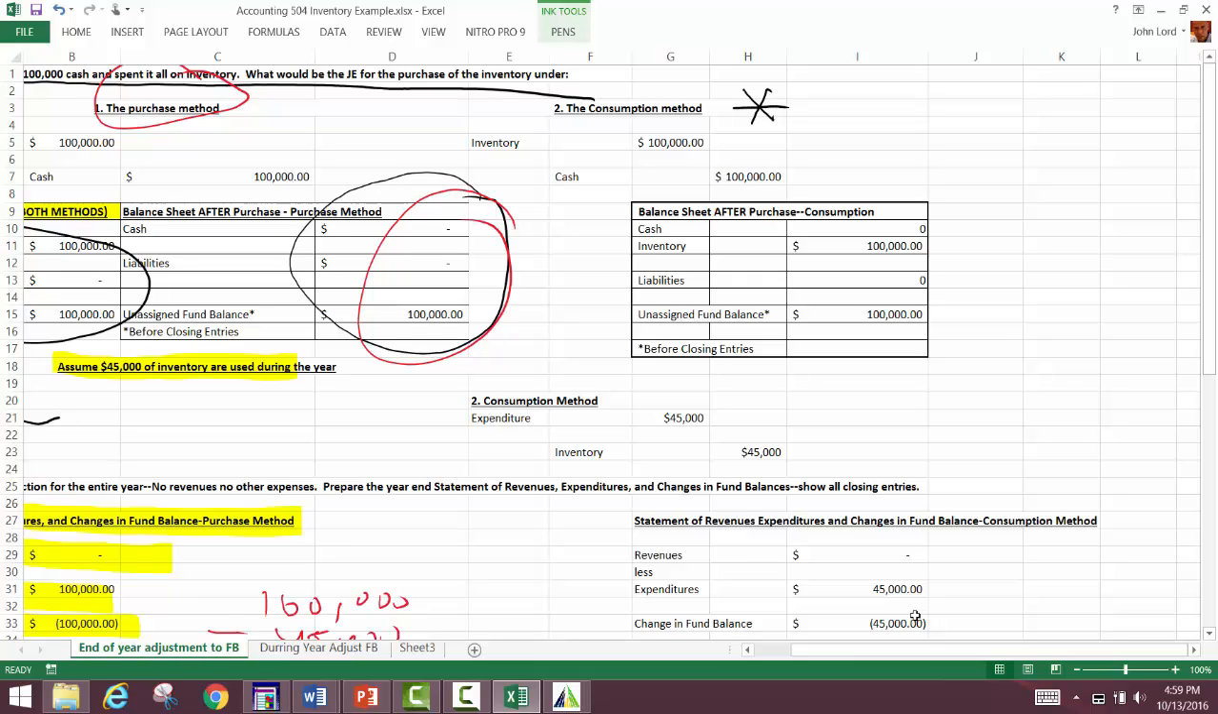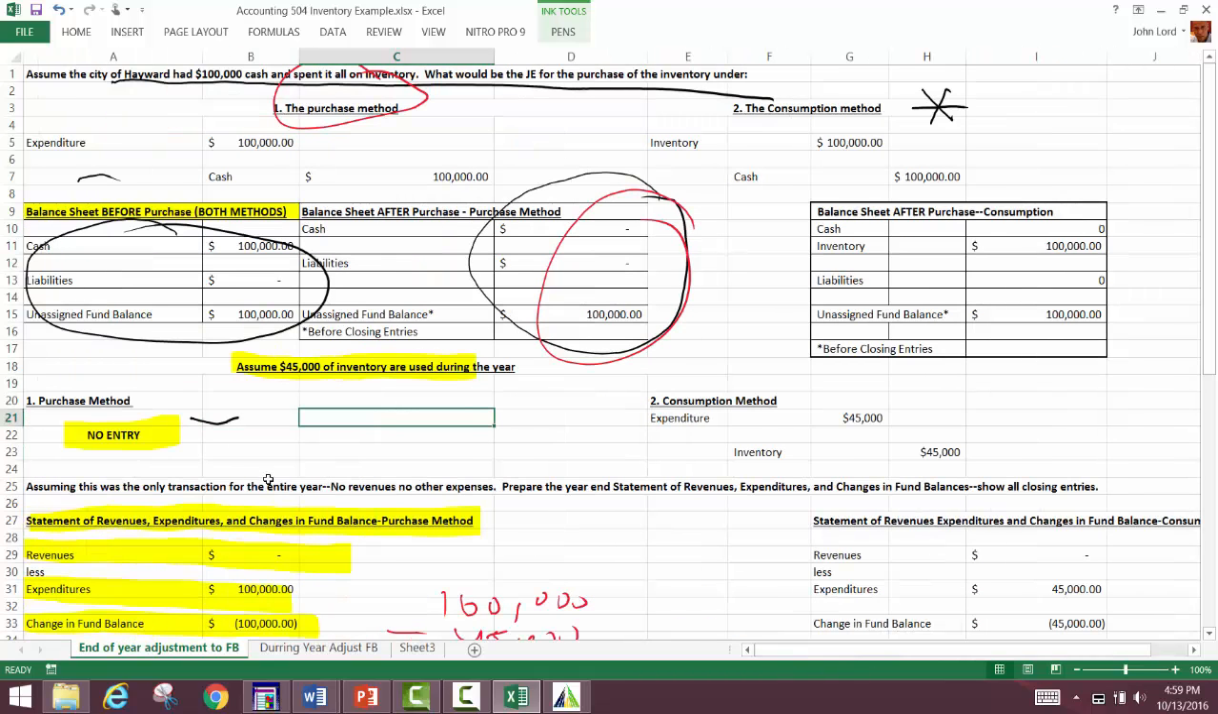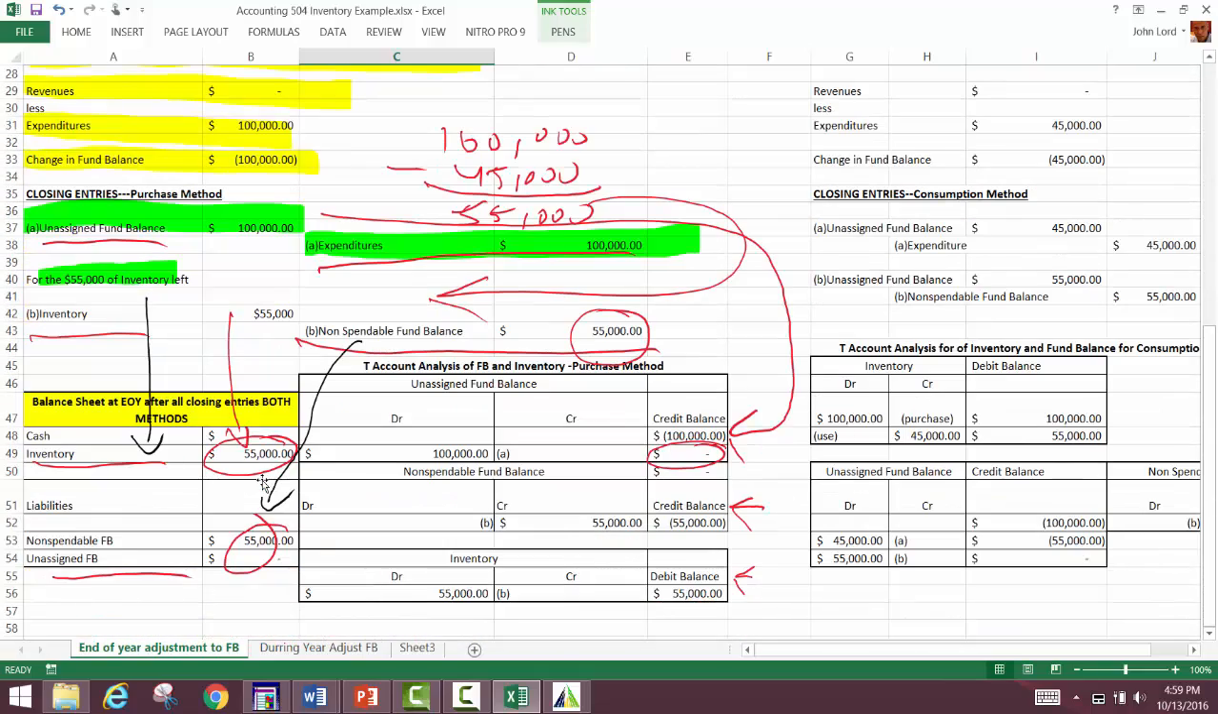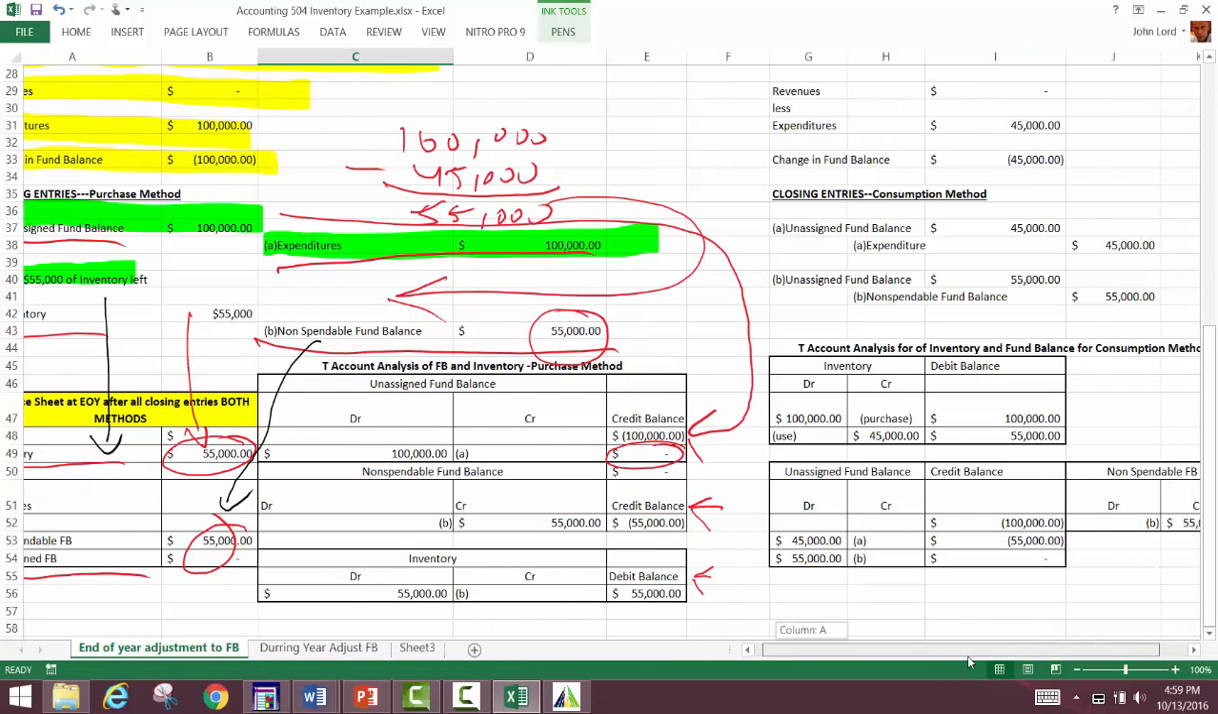Now you come over and you take a look at the consumption method, much more like the perpetual. Before I go too far into the next method here, I just want to point out, here's my balance sheet. I even showed you the balance sheet down here, which is inventory 55,000 and non-spendable 55,000 with our original example, right?